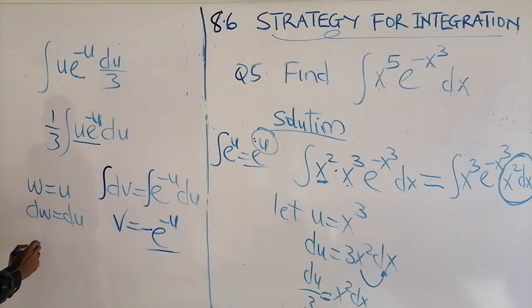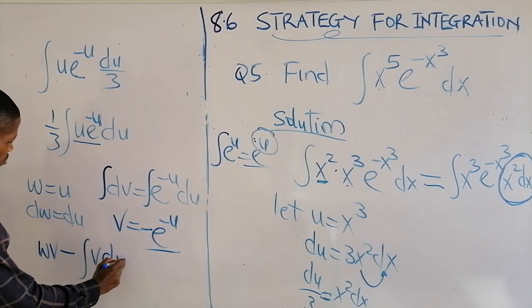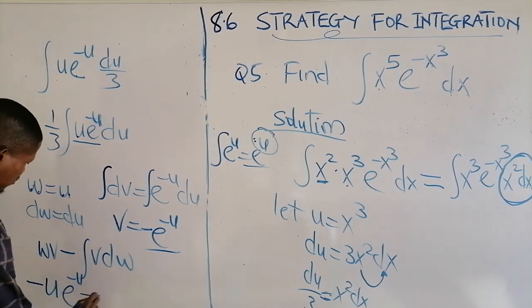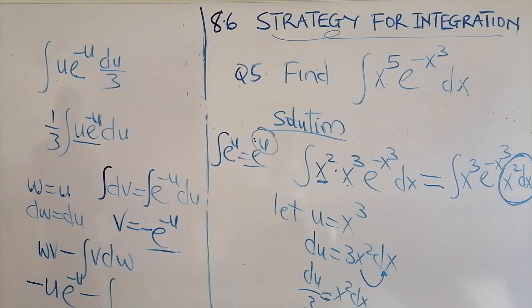So our formula will now become, instead of saying UV, I'm going to say WV minus integral of V dW, because it will be a tautology to use U for U here. That's why I changed the variable to W. Now begin to substitute. We have our W as this, and we have our V, and that will be equal to minus U exponential to our minus U minus integral of my V. My V is this.